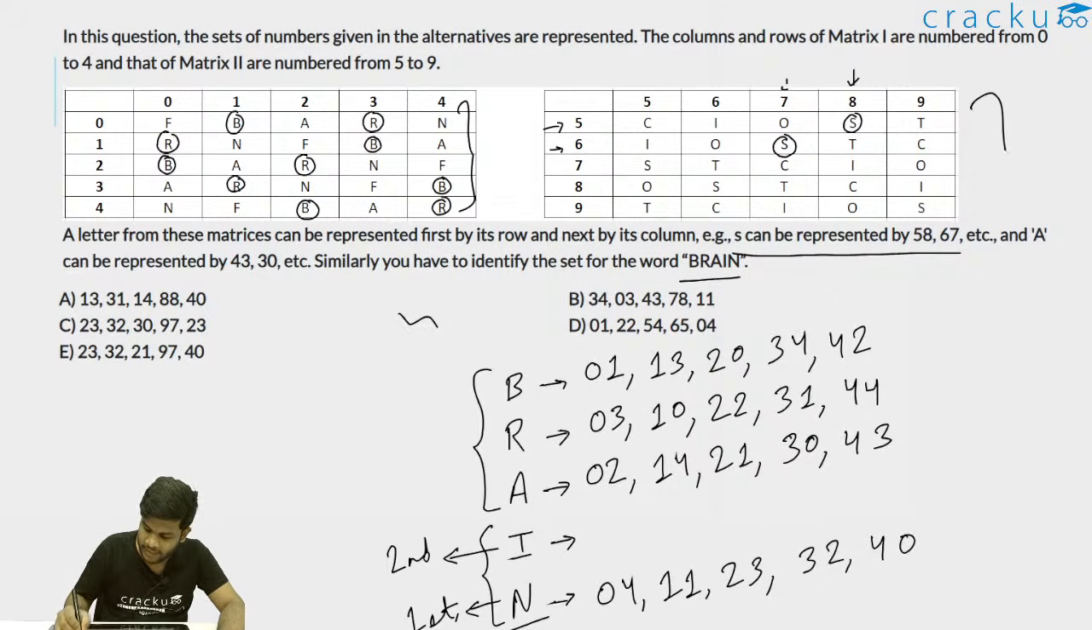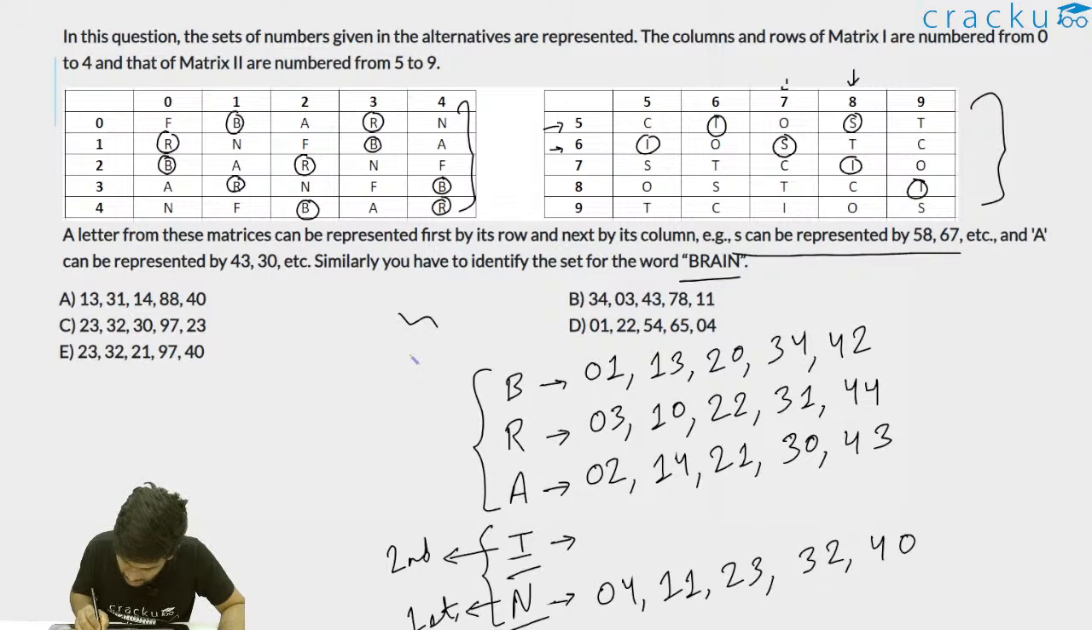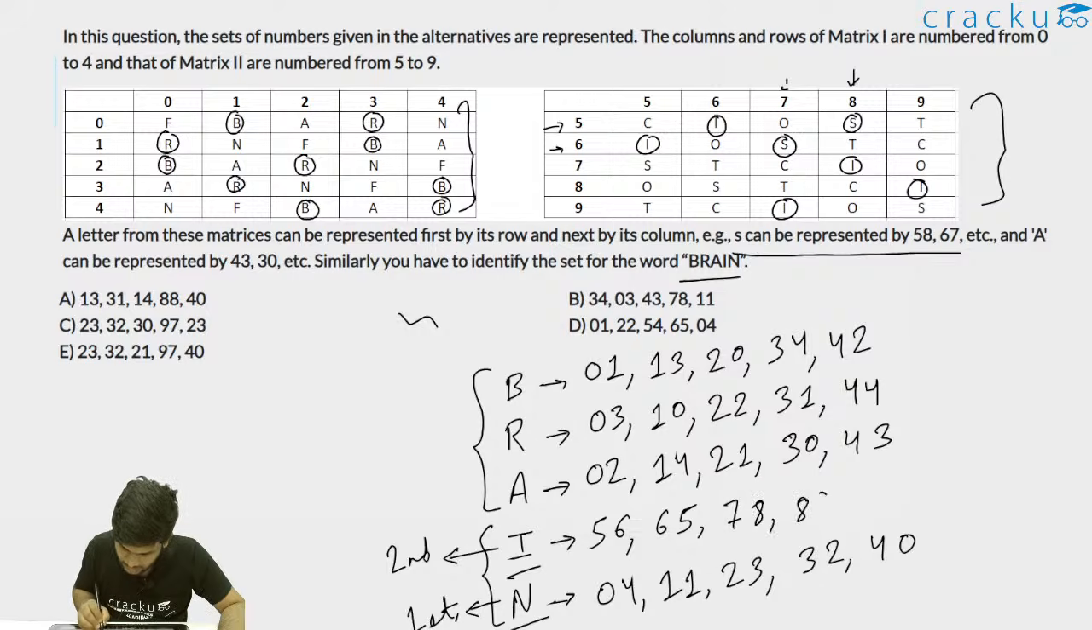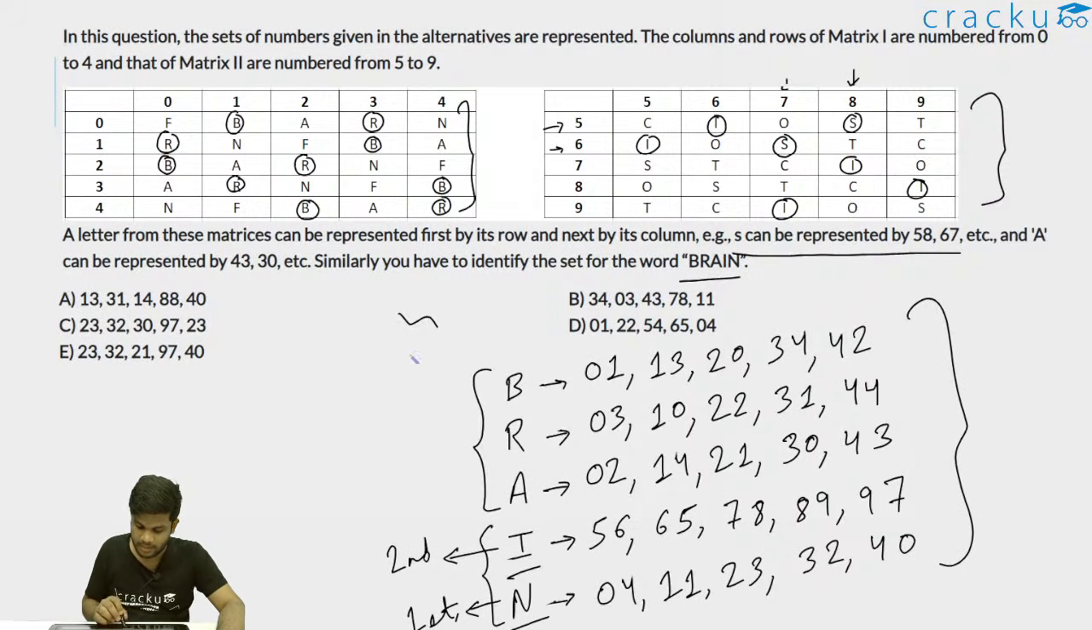Now from the second matrix we can find the value for I. So I is here, here, here, here and here. So I is 5, 6, 6, 5, 7, 8, 8, 9 and 9, 7. Now we got the numbers which are representing all the 5 letters. Now let's look at it.